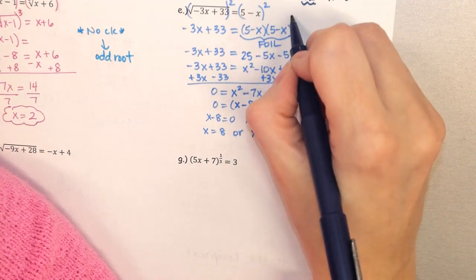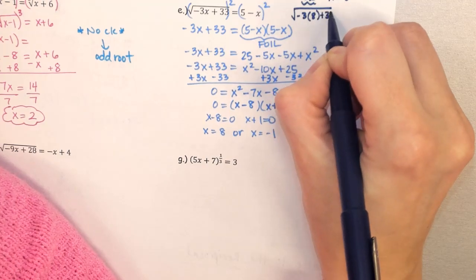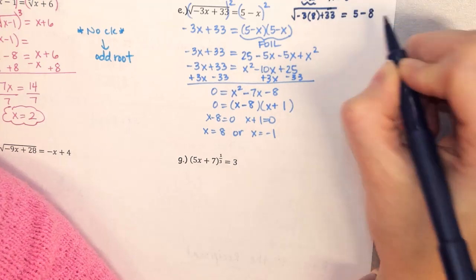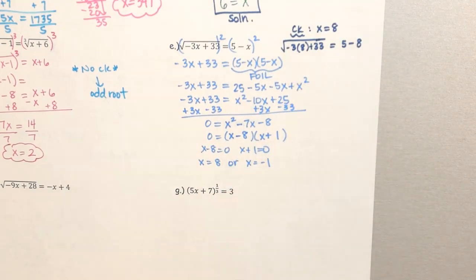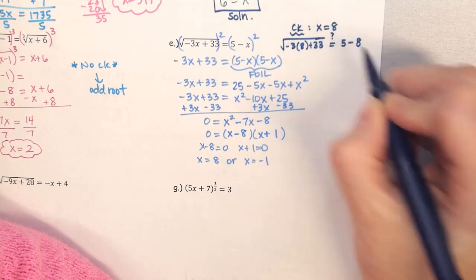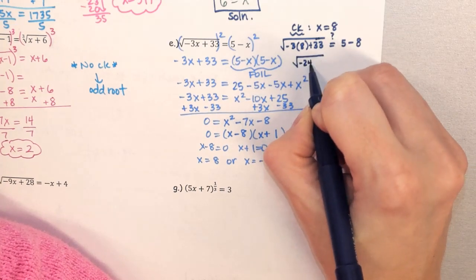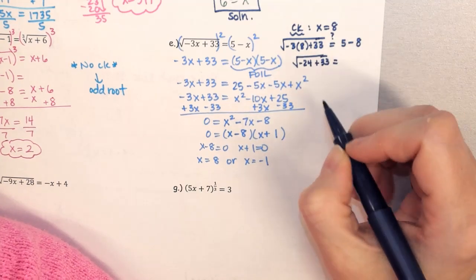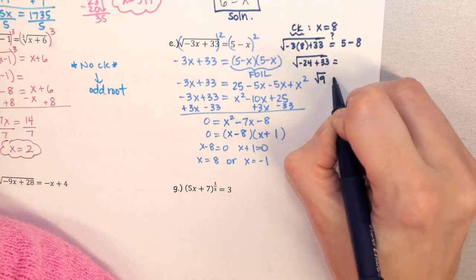Okay, so if we're plugging in 8 first, what I want to see is this exact equation with the x plugged in. Okay, so that's always your first step. We don't know if these are equal, so we're just going to work on one side at a time. So we have negative 24 plus 33. So we have the square root of 9.